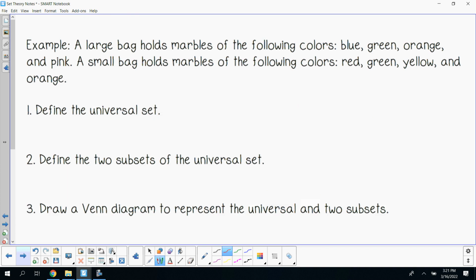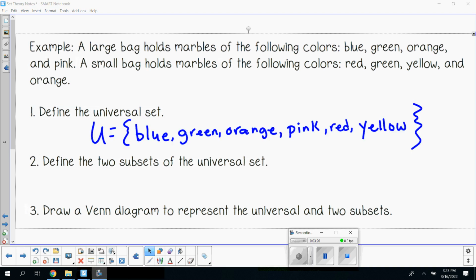All right, let's take a look at some examples on the back. We have a large bag that holds marbles of the following colors: blue, green, orange, and pink. A small bag holds marbles of the following colors: red, green, yellow, and orange. So let's talk about the universal set. Our universal set includes the colors blue, green, orange, red, and yellow.